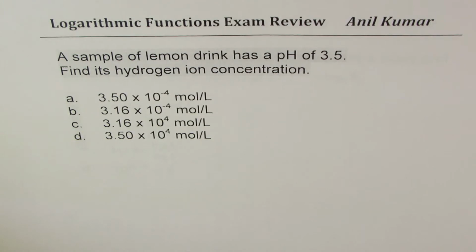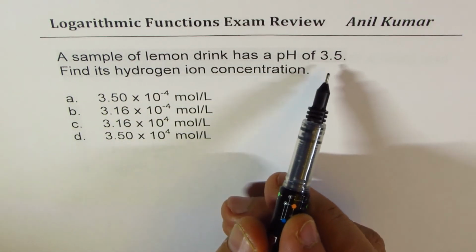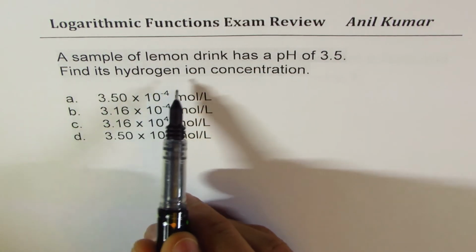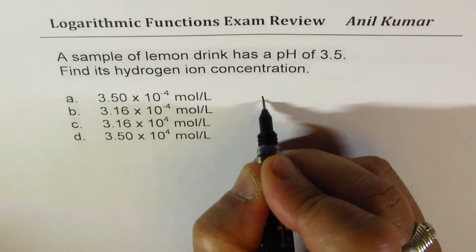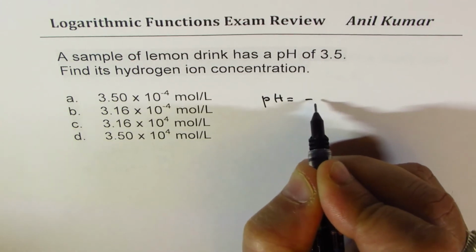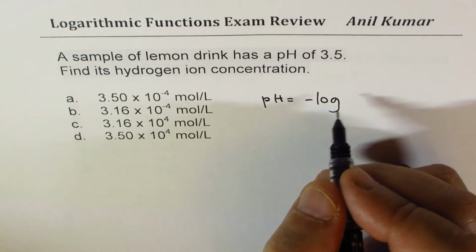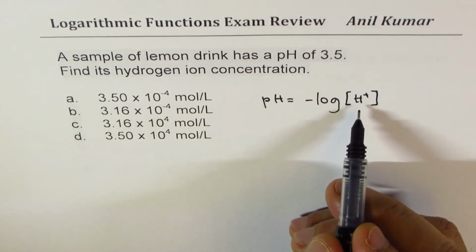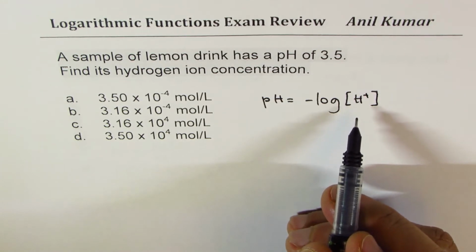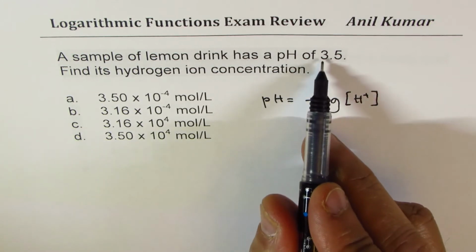Now here is another word problem. A sample of lemon drink has a pH of 3.5. Find its hydrogen ion concentration. Now for pH, the formula is pH is equal to negative log. Now it's important to write negative since these concentrations are very low, right? So you get a negative value actually. So that is the hydrogen ion concentration, correct? Now we need to find the hydrogen ion concentration for the given pH.